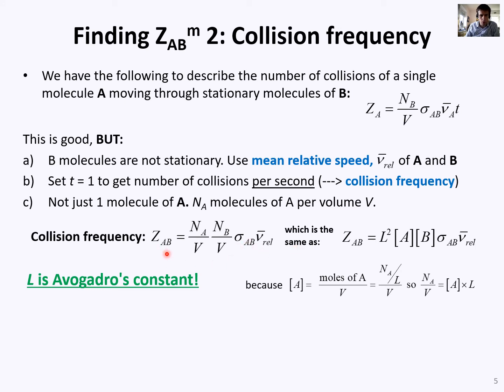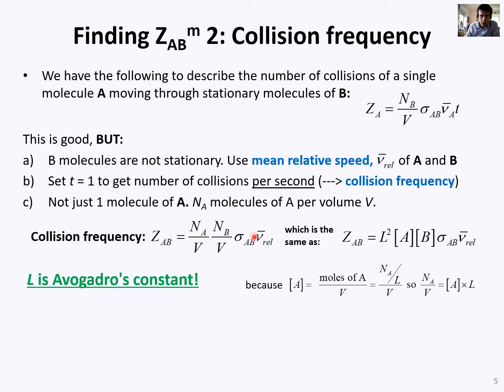And then from that, we can write a new expression for the collision frequency, which is now this term here. The collision frequency Z_AB is given by the number density of A multiplied by the number density of B, multiplied by the relative speed and the collision cross section area.